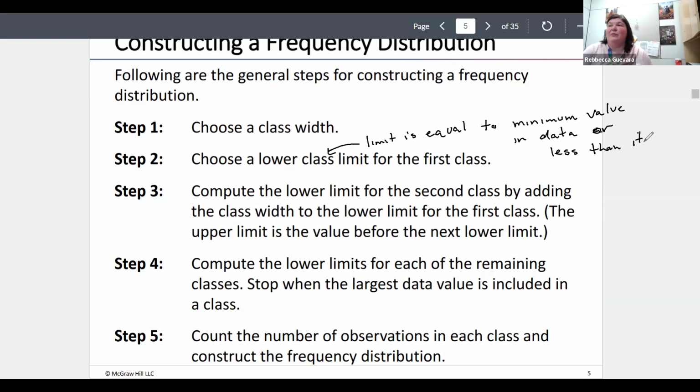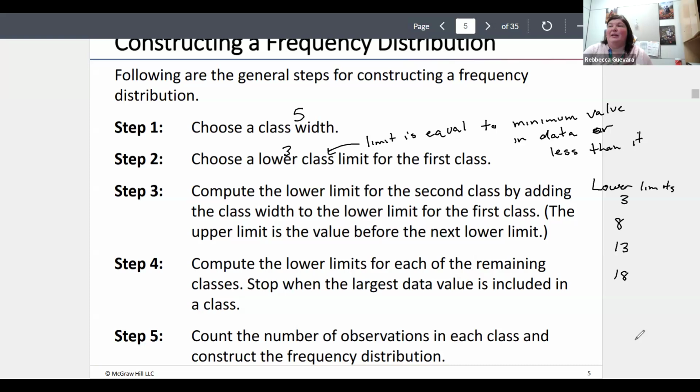We want to compute the lower limit for the second class by adding the class width. So let's say my class width was 5, and let's say my lowest class limit is 3. Then my other lower limit would start at 3, and the next one would have to be 8 because that's 5 more. The next one would have to be 13 because that's 5 more. The next one would have to be 18 because that's 5 more, and we'd keep going like that.